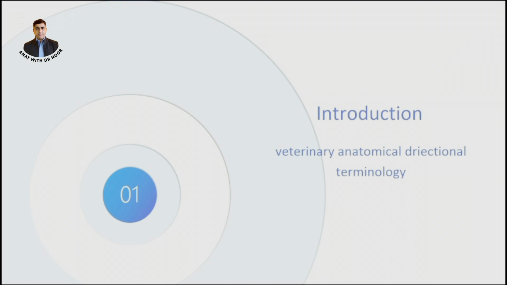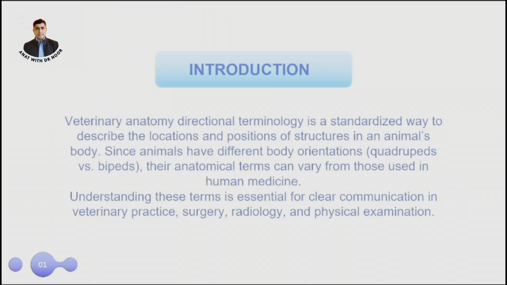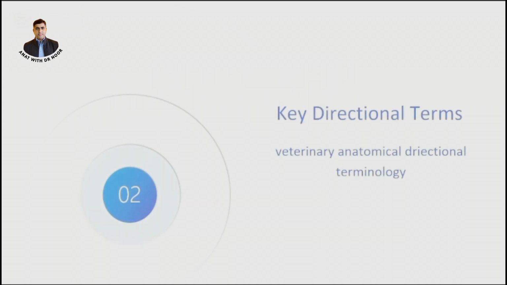Veterinary anatomy directional terminology is a standardized way to describe the locations and positions of structures in an animal's body. Since animals have different body orientations, quadrupeds versus bipeds, their anatomical terms can vary from those used in human medicine. Understanding these terms is essential for clear communication in veterinary practice, surgery, radiology, and physical examination. Now let's talk about the key directional terms.